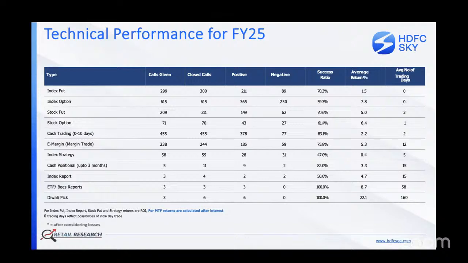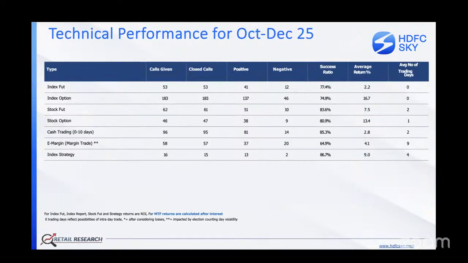So you can see here the calls given, total calls closed, how many positive calls, how many negative calls, the success ratio, what was the average return for the calls given, and the average number of trading days, meaning how many trading days these calls took to either reach target or hit stop loss. So this is the technical performance for October to December 24. Beg your pardon, this is 24, sorry. So these are the performances.